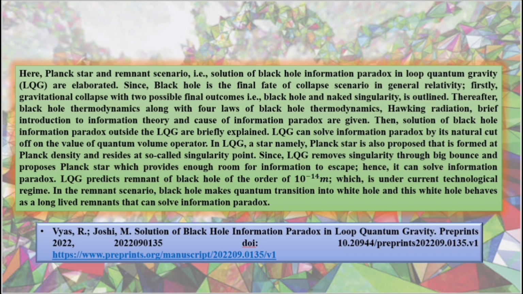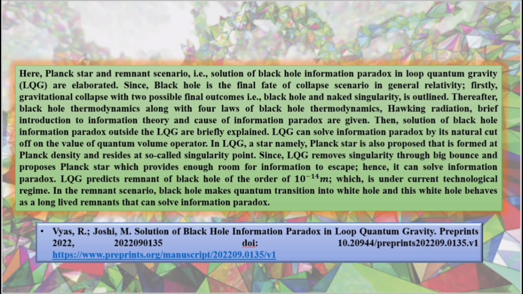In this preprint or paper, Planck star and remnant scenario, that is solution of black hole information paradox in loop quantum gravity, are elaborated. Since black hole is the final fate of collapse scenario or gravitational collapse, firstly gravitational collapse with two possible final outcomes, that is black hole and naked singularity, is outlined. Thereafter, black hole thermodynamics, along with four laws of black hole thermodynamics, Hawking radiation, brief introduction to information theory, and cause of information paradox are explained. Thereafter, solution of black hole information paradox outside the loop quantum gravity are briefly explained.